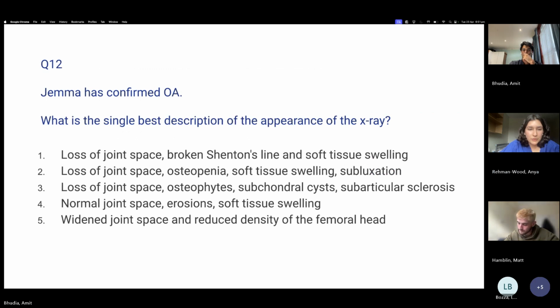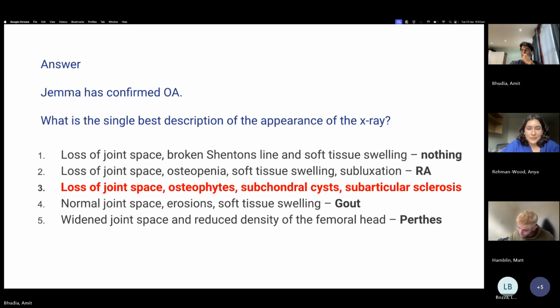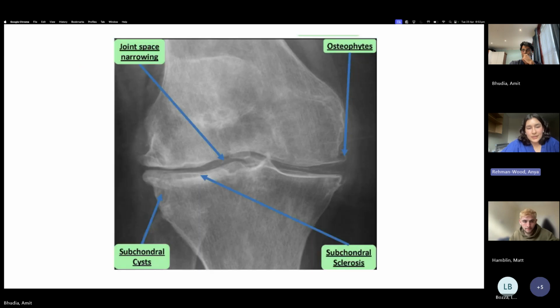So she has confirmed osteoarthritis. What's the single best description of the appearance of the X-ray? We've already had this explained, so it should be pretty straightforward. Okay, should we move on? I think we should all know that one, which is number 3, so the LOSS acronym. And the next slide, please.